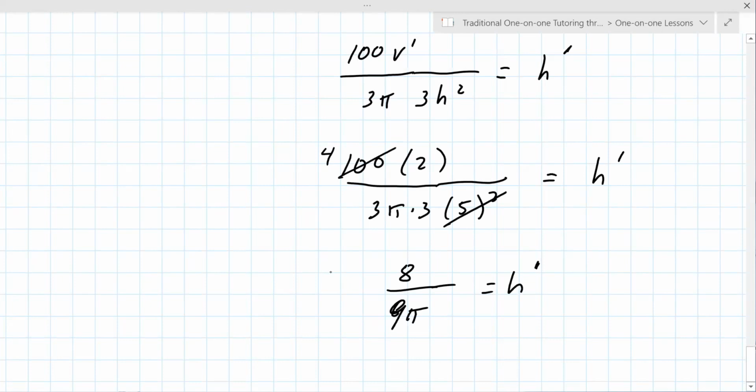What are the units of height? Centimeters per second. You gotta have your units or you'll be deducted on these problems.